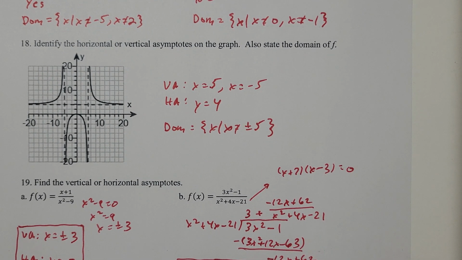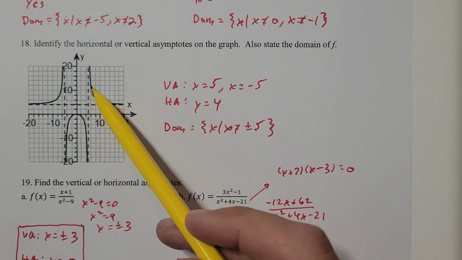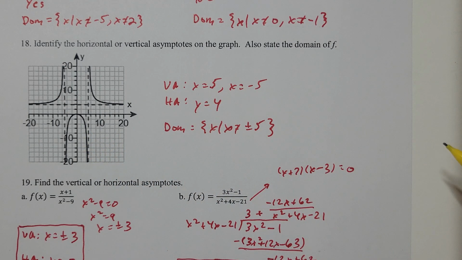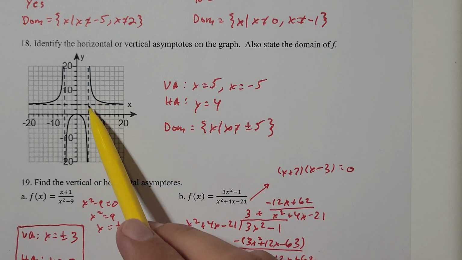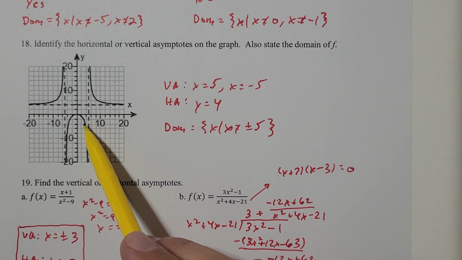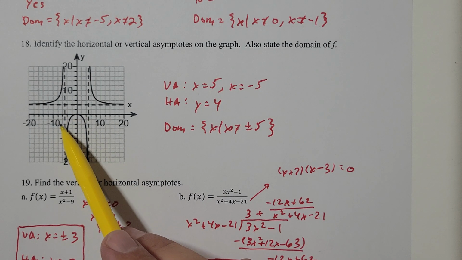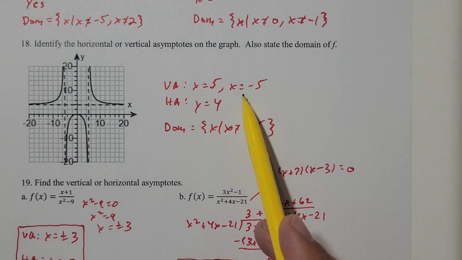In problem 18, they want us to identify the horizontal or oblique or vertical asymptotes that are on the graph. Also state the domain of f. So let's see. You're going to have two vertical asymptotes. Use dotted lines whenever you're drawing an asymptote. That means that the graph is going to approach that boundary, but it's never going to get there. Okay? And it looks like x equal 5 is the equation of that dotted line, and then x equal -5 over here. So you're going to have two vertical asymptotes at x equal 5 and x equal -5.